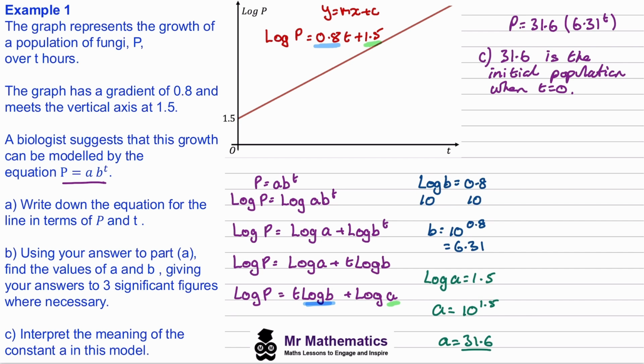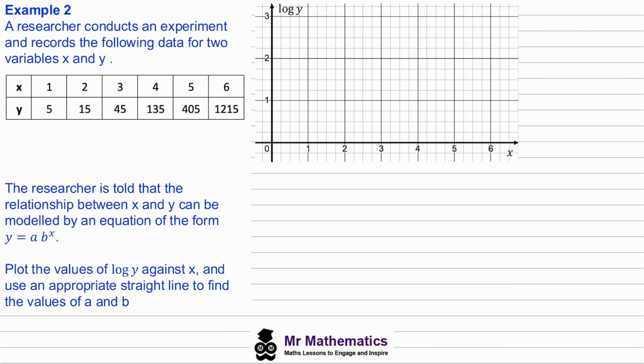Let's try another question. Okay, so in this example, we're told that a researcher conducts an experiment and records the following data for two variables x and y. We have this in the table. The researcher is told that the relationship between x and y can be modeled by this equation. We've been asked to plot the values of log y against x, and then use an appropriate straight line to find the values of a and b.